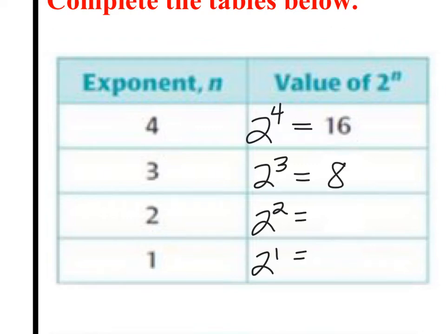2 to the 2nd is 4, and 2 to the 1st is just 2. There's one of them. Good. Next table. If you have that wrong, fix it.